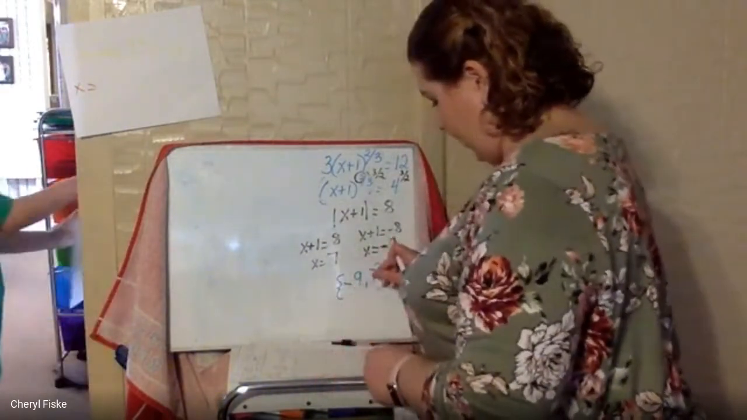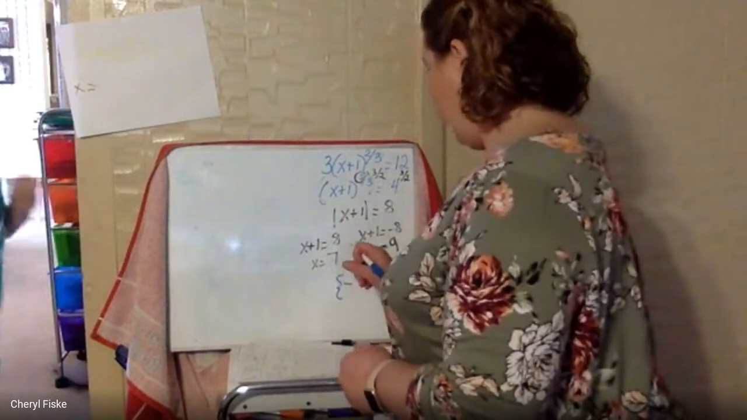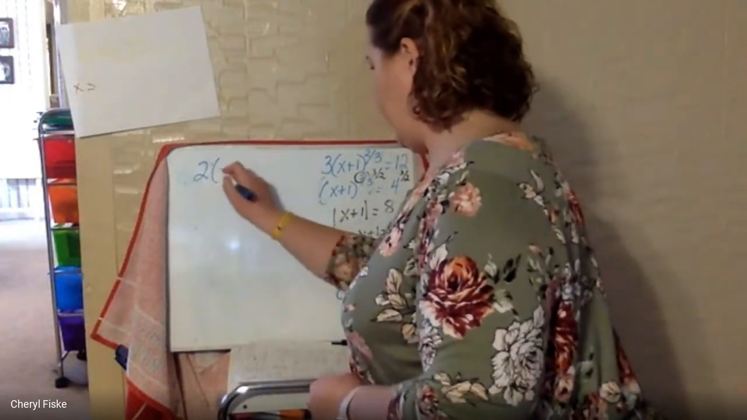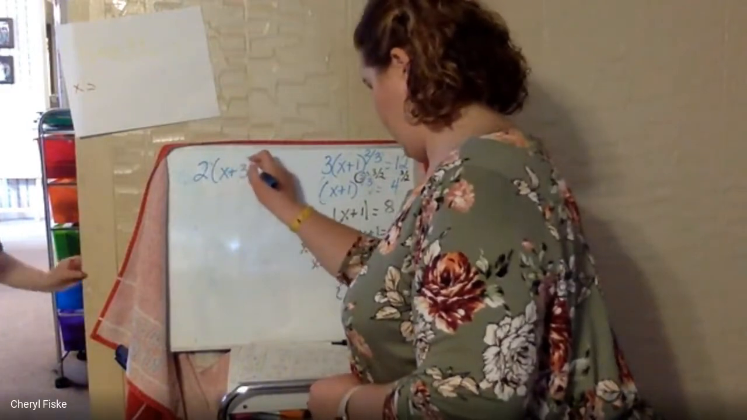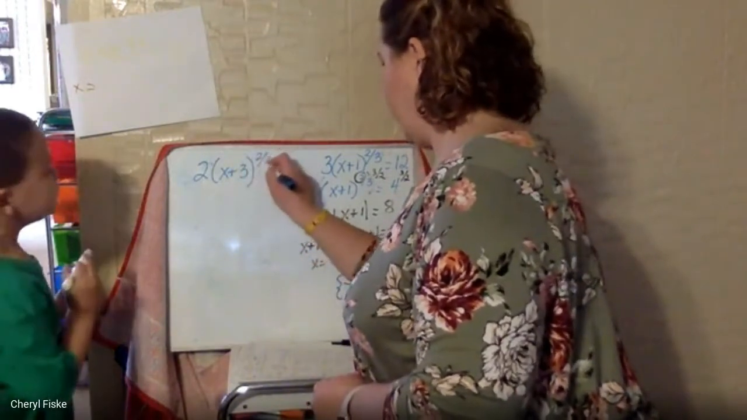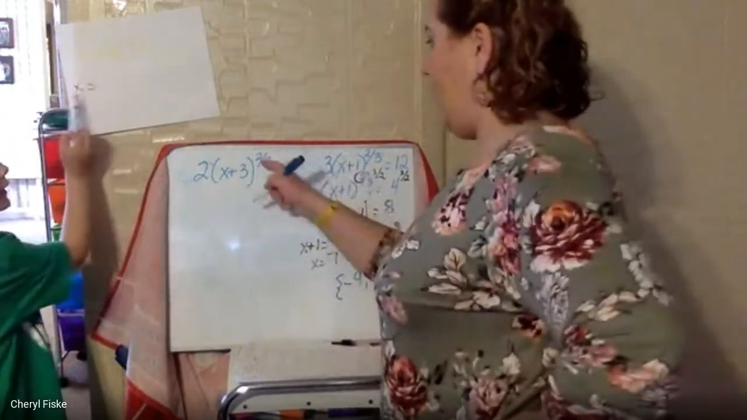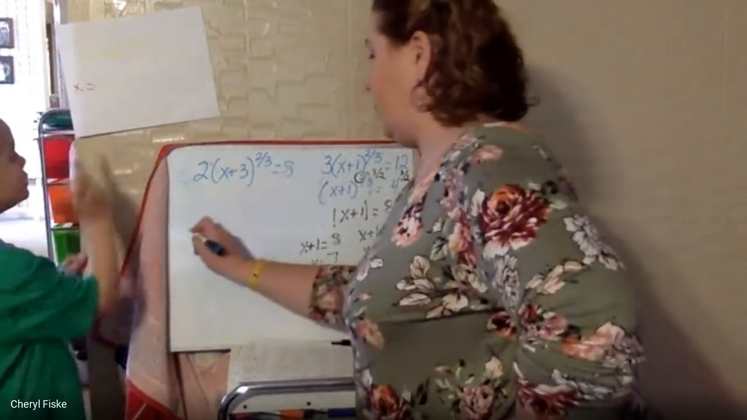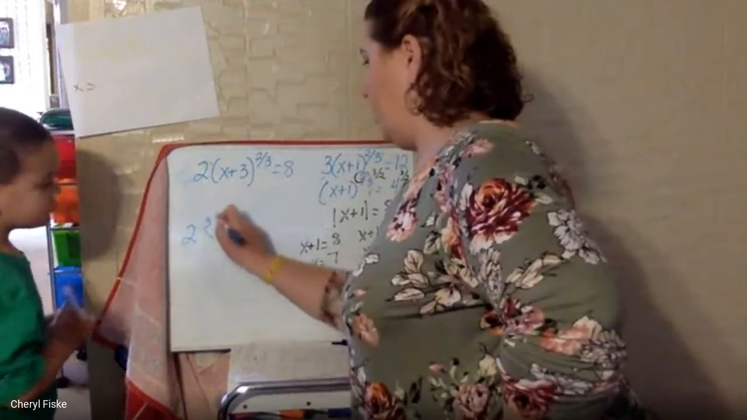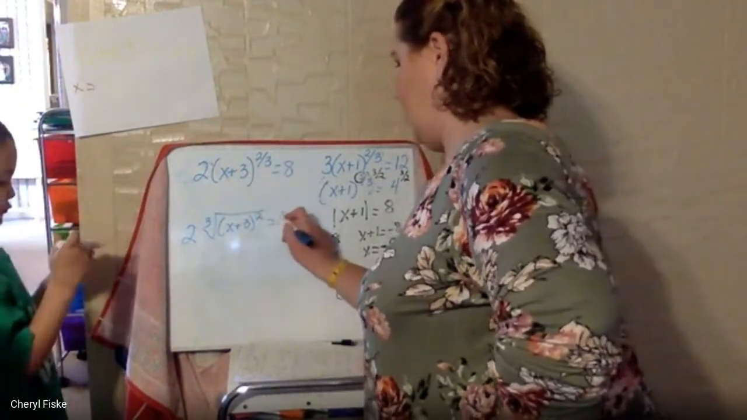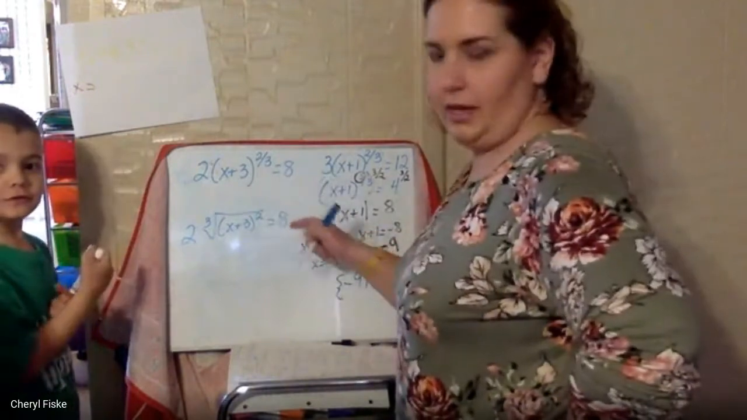So let's show everybody one more problem. Let's do 2 times (x plus 3) to the 2/3 equals 8. Now remember, this is the power over the root. So it could be 2 times the cube root of (x plus 3) squared equals 8. Those mean the same thing.